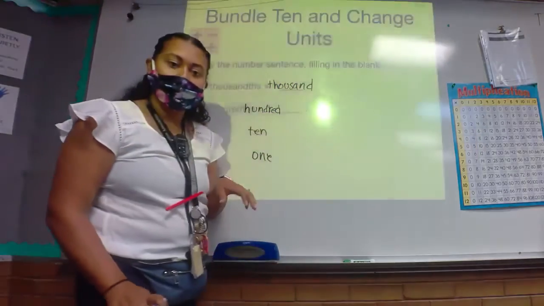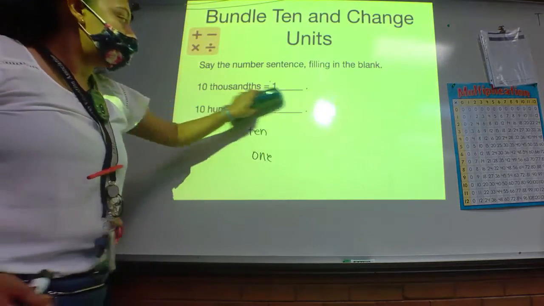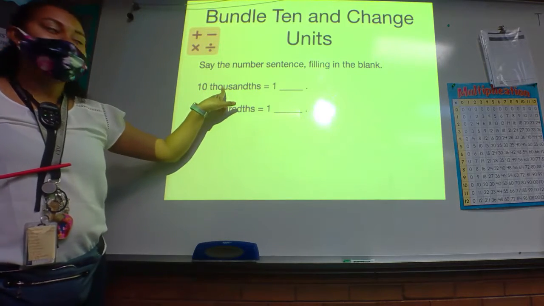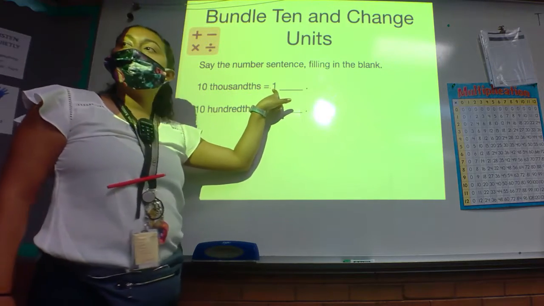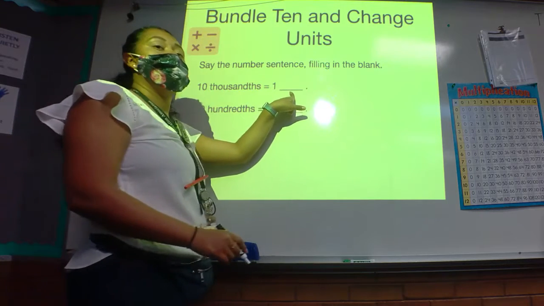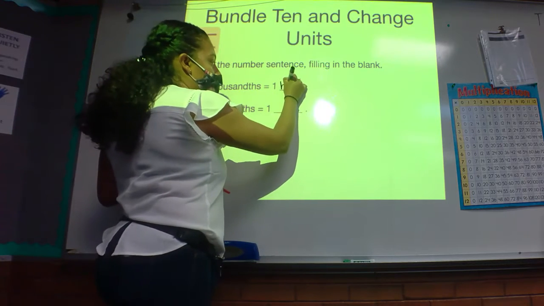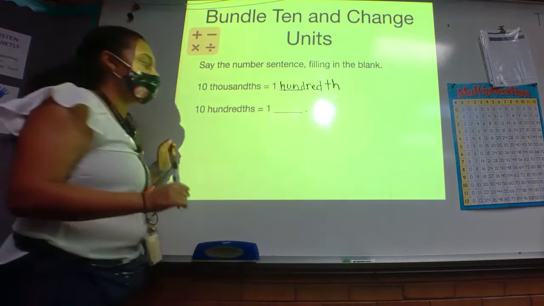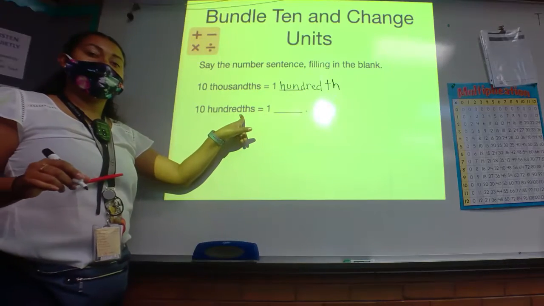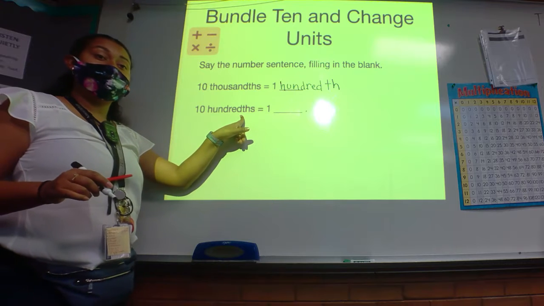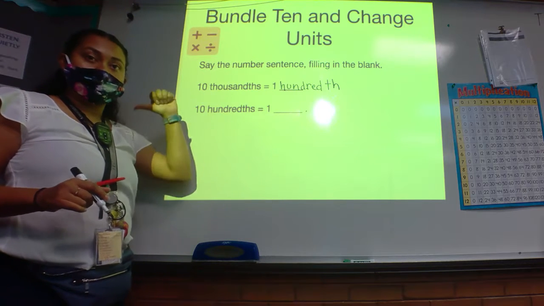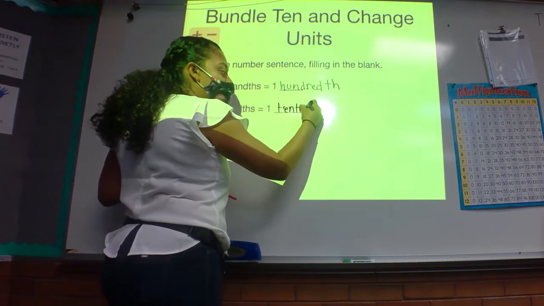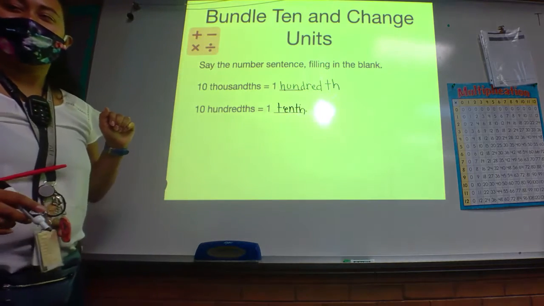Good. Okay. So now 10 thousandths equals 1 hundred. And then 10 hundredths is equal to 1 ten. Close. What's the, 1 tenth? There we go. Thank you. That one was tricky. I forgot the name of that.